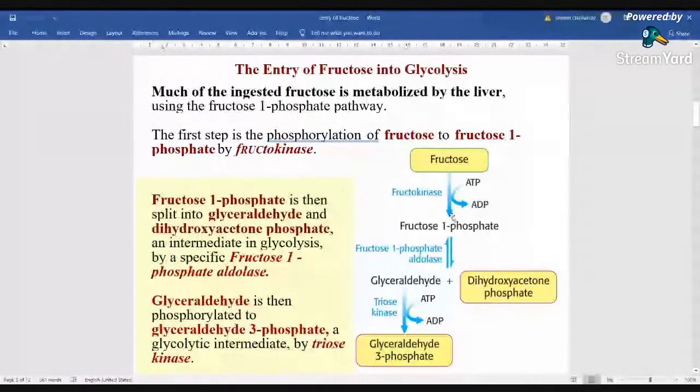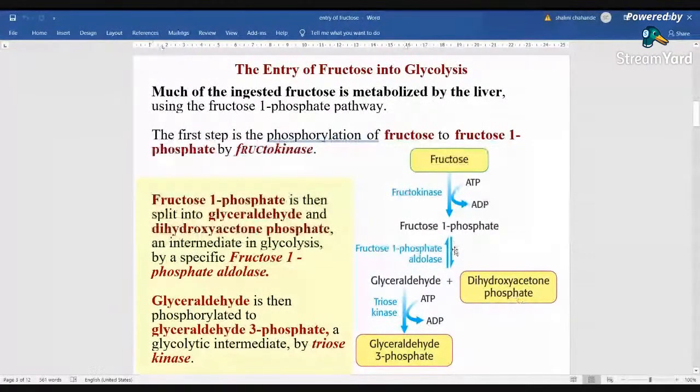Here fructose is converted into fructose 1-phosphate, and the enzyme is a kinase, and we know that kinase enzymes require ATP. So ATP is converted into ADP by donation of its phosphate group to fructose, so that fructose becomes fructose 1-phosphate. This is the first step. Now this fructose 1-phosphate is split into glyceraldehyde and dihydroxyacetone phosphate. So we get two molecules, one of glyceraldehyde and the other of dihydroxyacetone phosphate.